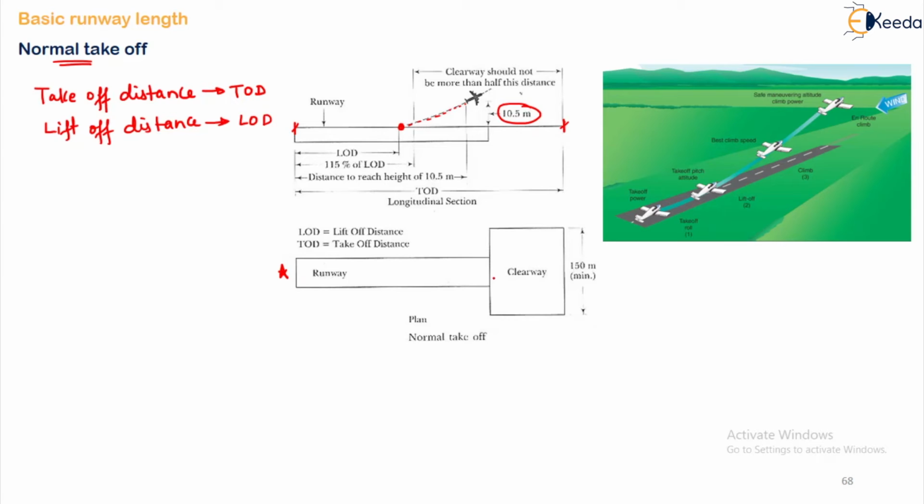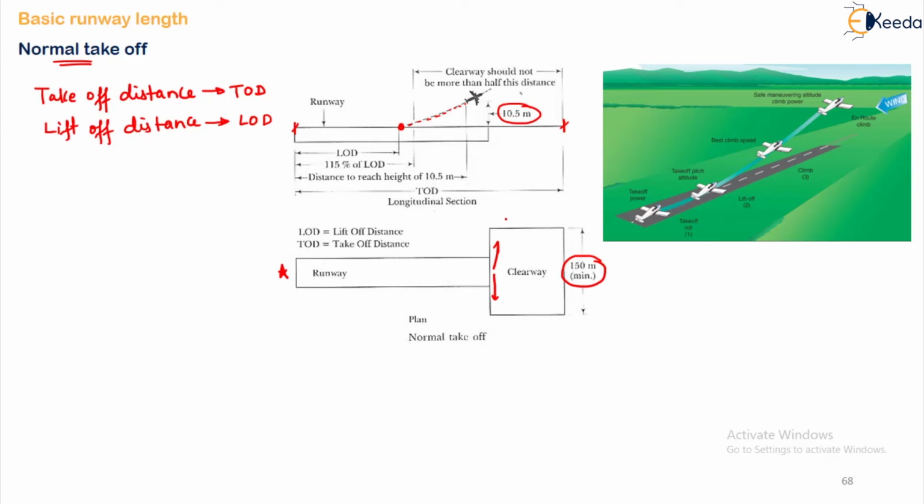So from here to here is your runway, and from here to here is your clearway. This is the plan if you see from the top. If you observe, the clearway width is 150 meters minimum, that much should be there. Normal takeoff requires a clearway, which is defined as an area beyond the runway, not less than 150 meters wide, and this should be centrally located on both sides of the central line of the runway.